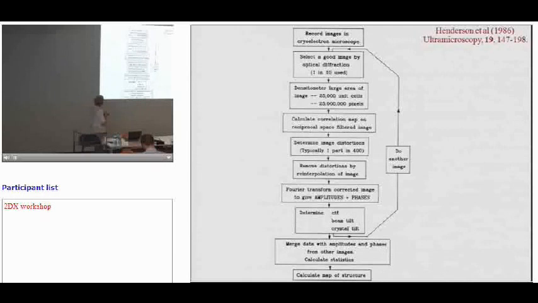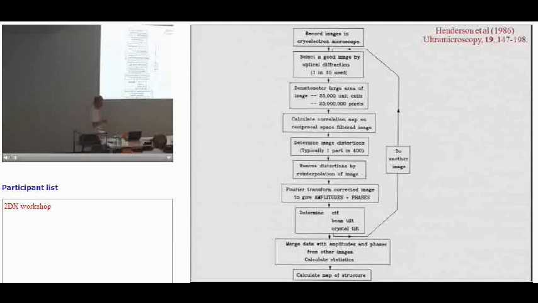The idea was to record the images, select good ones, scan them, do that cross-correlation map that I just described, find the distortions by searching for the cross-correlation peaks, unbend it, calculate the Fourier transforms, and then after you've done that, determine the contrast transfer function. We have a program called CTF search, and then CTF apply corrects for it.